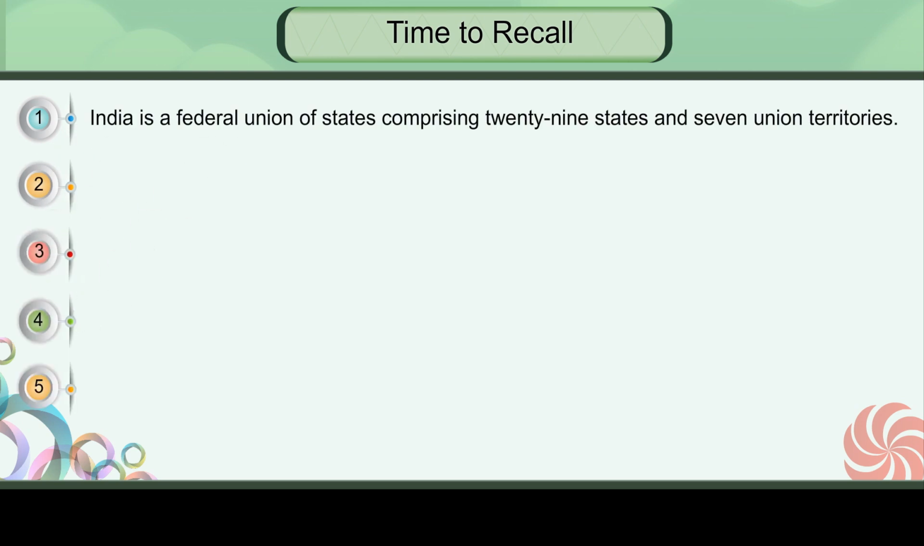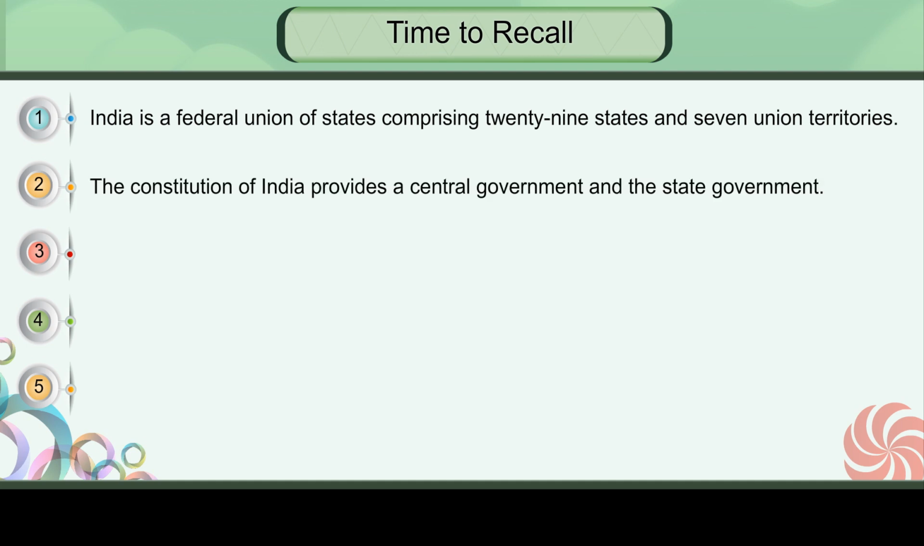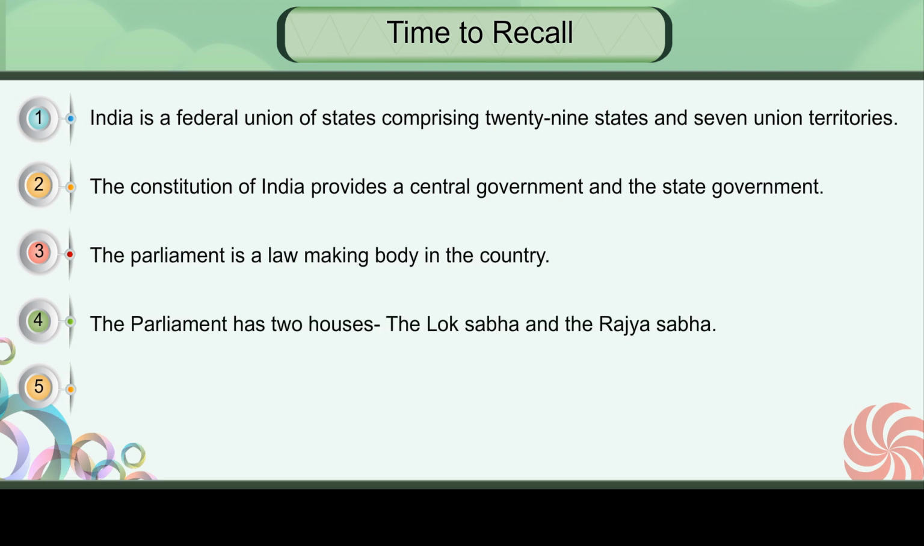Time to recall. India is a federal union of states comprising 29 states and 7 union territories. The Constitution of India provides a central government and a state government. The Parliament is a law-making body in the country. The Parliament has 2 houses, the Lok Sabha and the Rajya Sabha.